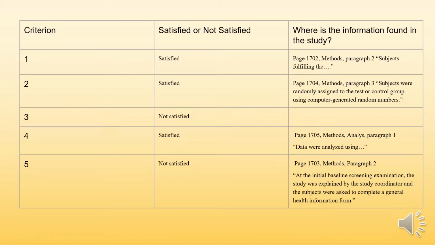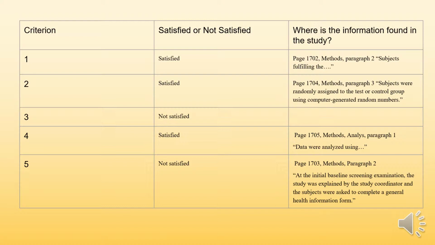For the PEDro scale, we made a table to assess each criteria. The first criteria is eligibility criteria, which is satisfied. In page 1702, methods, paragraph 2 mentions the inclusion.